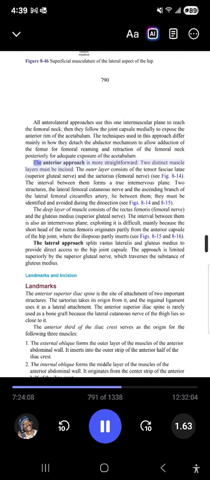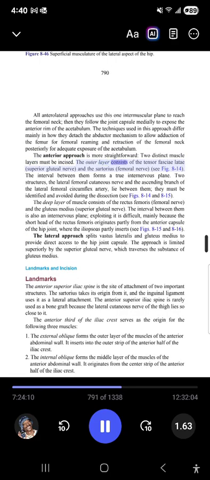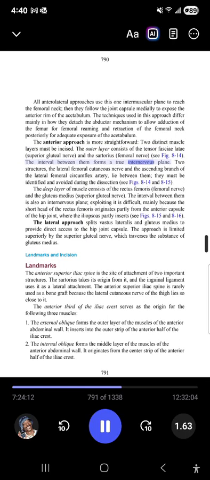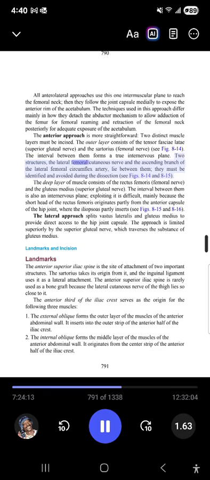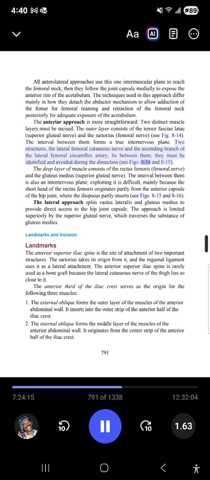The anterior approach is more straightforward. Two distinct muscle layers must be incised. The outer layer consists of the tensor fasciae latae (superior gluteal nerve) and the sartorius (femoral nerve), see figure 8-14. The interval between them forms a true internervous plane. Two structures, the lateral femoral cutaneous nerve and the ascending branch of the lateral femoral circumflex artery, lie between them. They must be identified and avoided during the dissection, see figs 8-14 and 8-15.